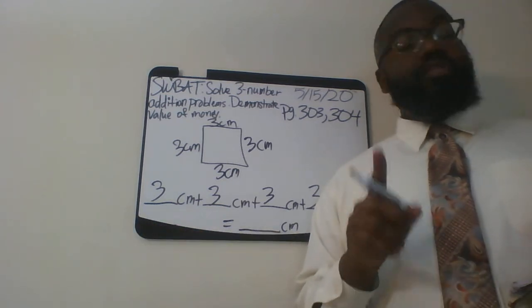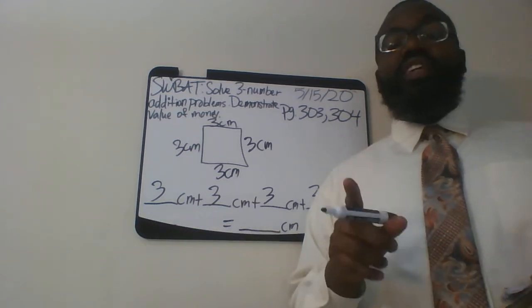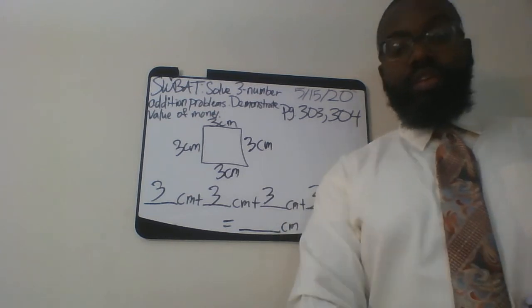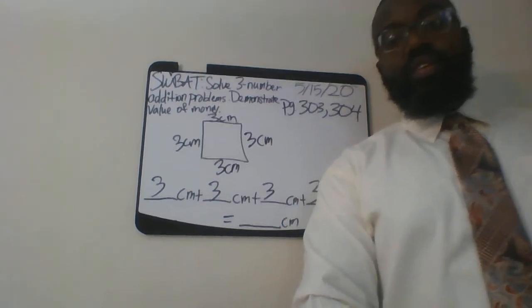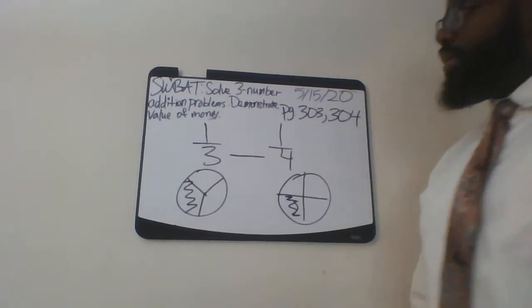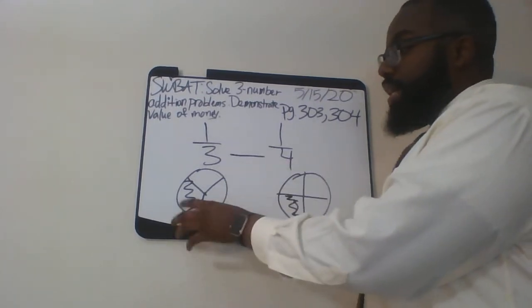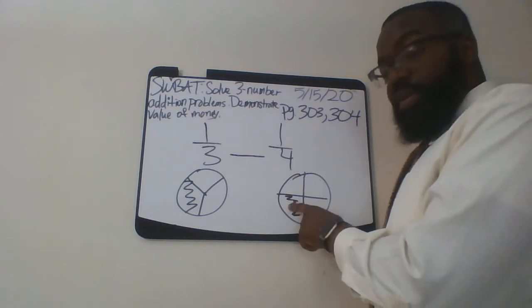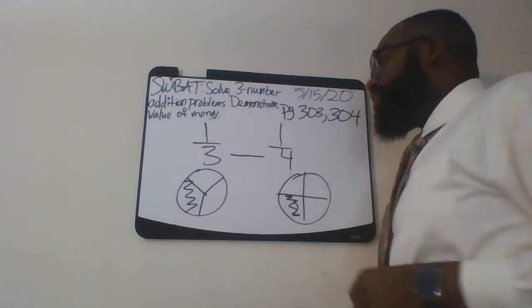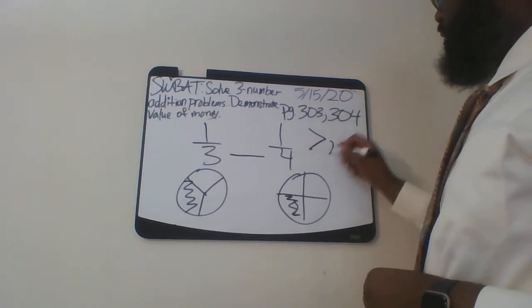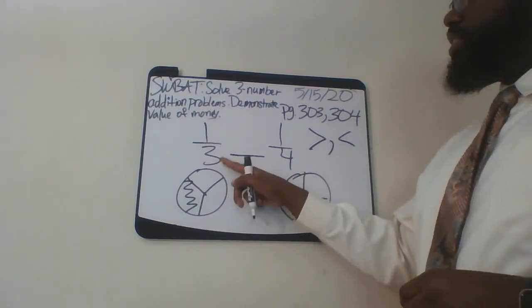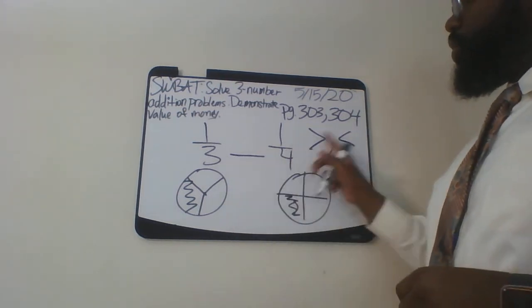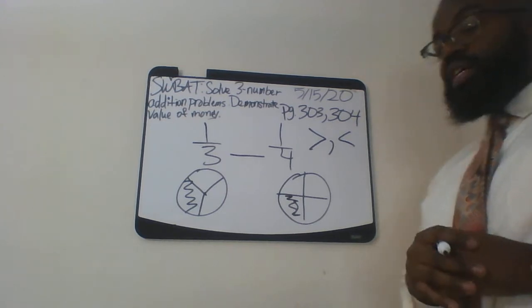Dealing with fractions, we're trying to decide which fraction is greater than or less than when we're comparing those 2 fractions. Okay, so here we're comparing 1/3 because it's 1 part shaded and 3 parts total. 1, 2, 3, and 1 shaded. Here's 1/4. 1 part shaded and 1, 2, 3, 4 parts total. And we're trying to decide whether this fraction is greater than or less than that 1/4. So what do you think?